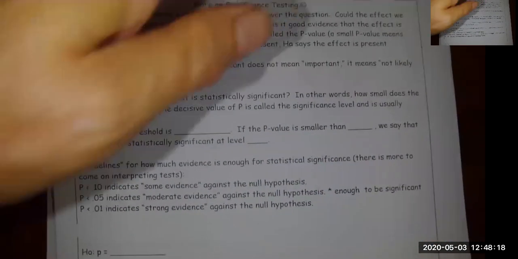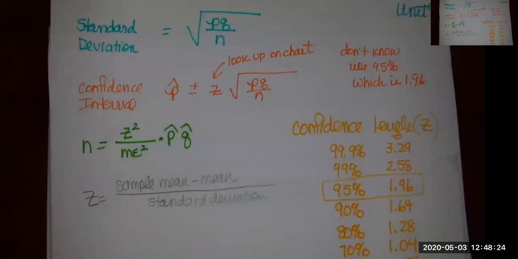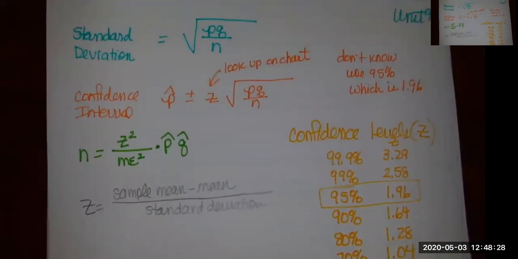Hey y'all, we are going to finish up, or keep going on our significance testing. We'll see if this gets too long. Remember, you want to have this out, right? Your little formula sheet. It's a whole lot easier to just have it to look at. Hit pause if you need to write it down if you've lost yours. All right, there we go.